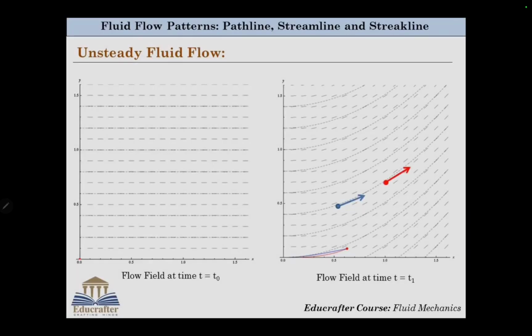So let's say that these dashed lines are the streamlines. Now they will tell me what are the instantaneous velocity vectors in this space. So now at t equal to 0, let's assume that the streamlines are directed like this. The velocity vectors are like this, so the streamlines would look like this.